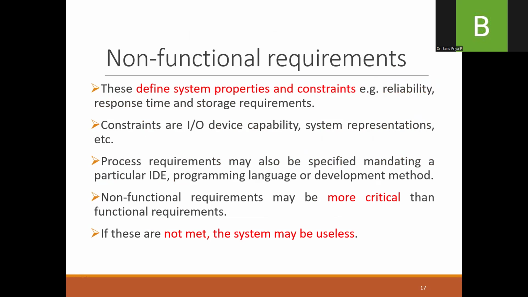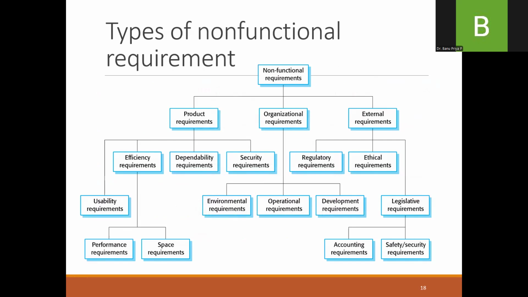That is why non-functional requirements are more critical than the functional requirements, which will act as a constraint to each functional requirement. Let us now see what are the possible non-functional requirements. The possible non-functional requirements can be of 3 types. One is product requirements, the other one is organization requirements, the other one is external requirements.